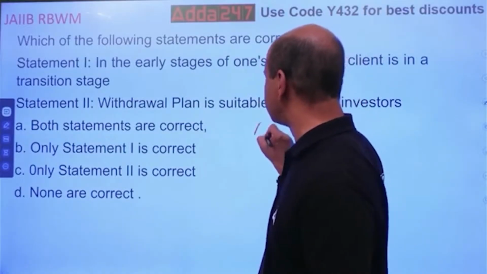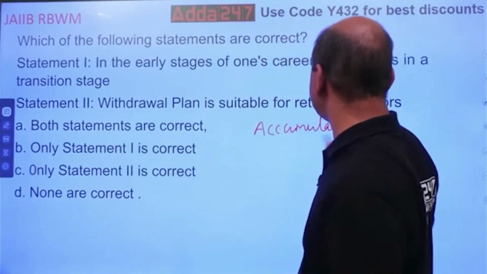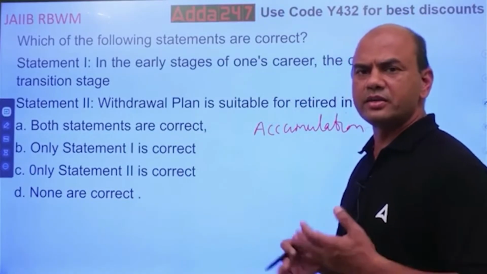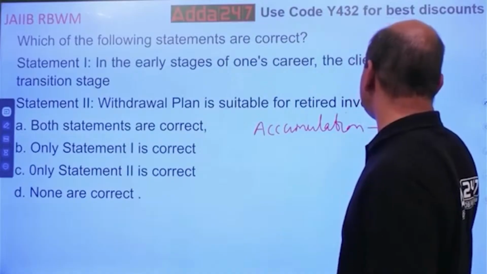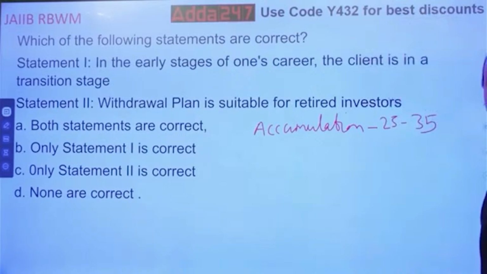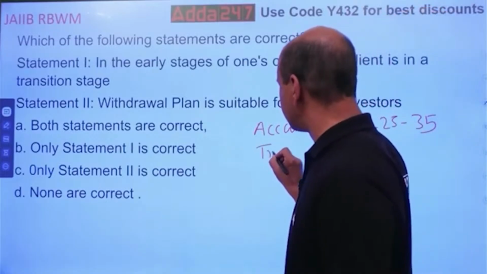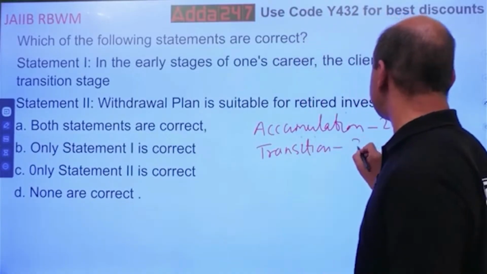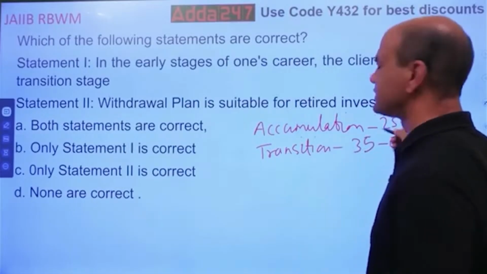One is accumulation phase. Accumulation means you have just come into the job. Just now you have come into the job and you have started your career. Okay, that is accumulation. This is up to the age of around 25 to 35, roughly. After that, second stage is transition phase. In transition phase, what happens? This age is between 35 to, let's say, 55 or 60, you can call it. 35 to 60, roughly.